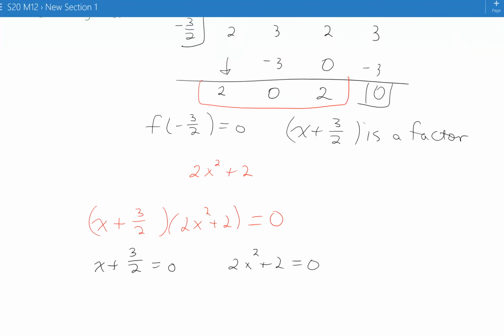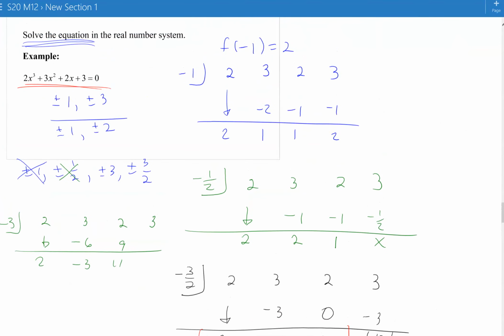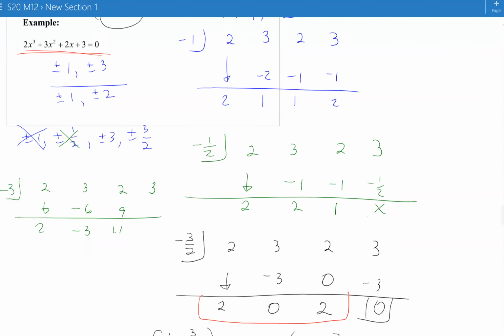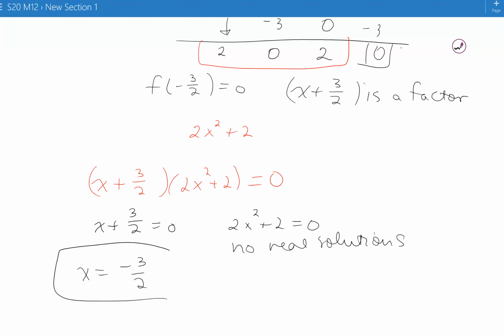But we're only looking for real solutions. It says solve in the real number system. So we're going to get no real solutions for the second factor, but we'll get x equals negative 3 halves as a solution from the first factor.